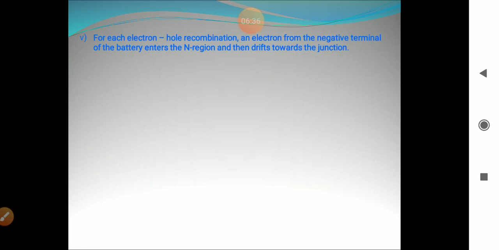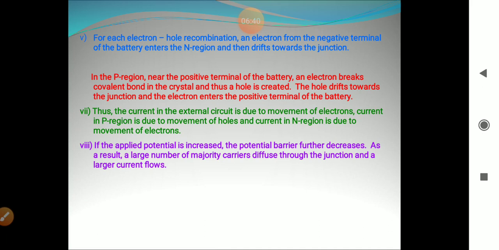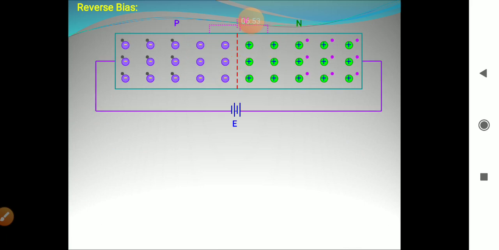Now, the use of this diode in reverse bias. Now here, the p side is connected to negative terminal of battery and n side is connected to positive terminal of battery. So what happens?